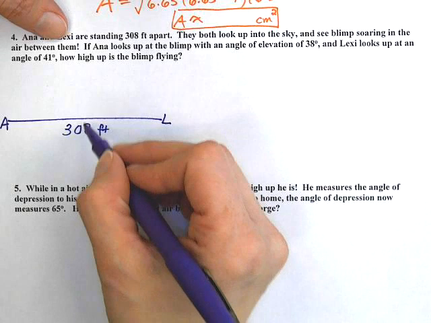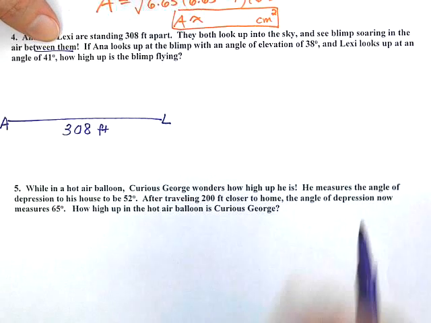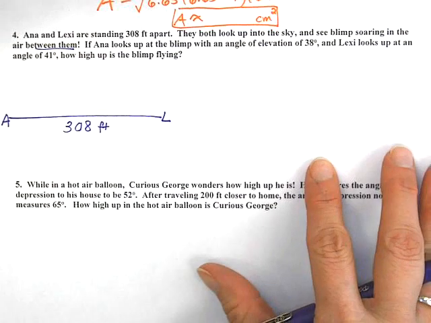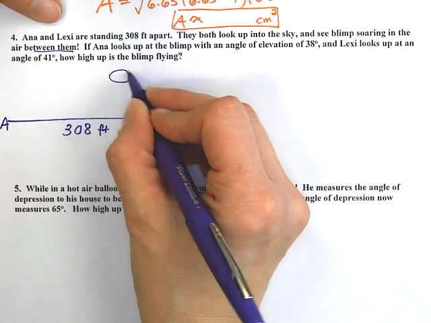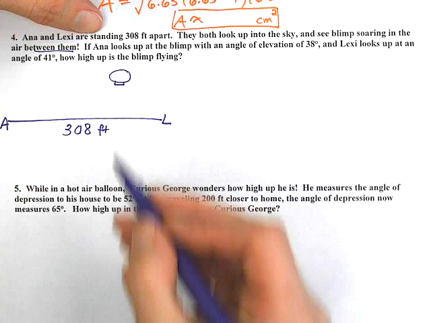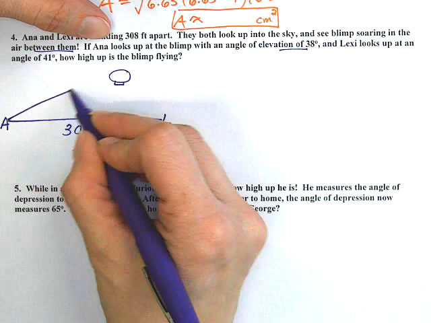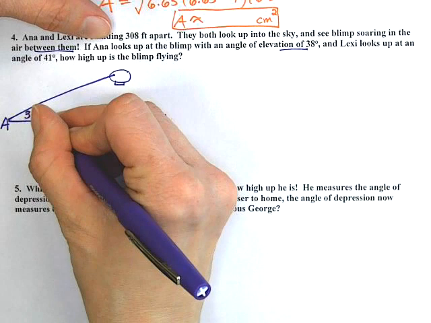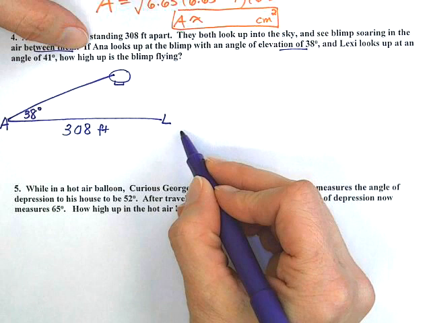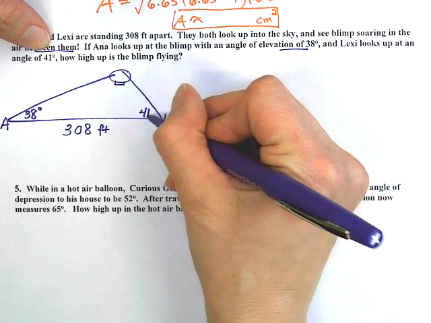Is it exactly between them? I mean, between doesn't necessarily mean right in the middle. So maybe what I'll do is draw it off to the side a little bit. Blimp, blimpy. So it doesn't look like it's the middle. Anna looks up with an angle of elevation of 38 degrees. And Lexi looks up at an angle of 41 degrees.